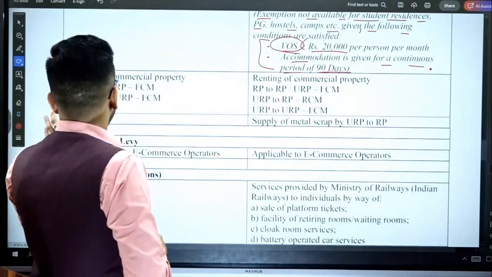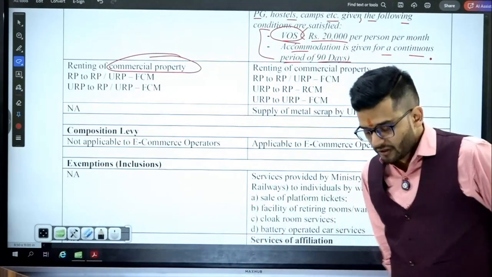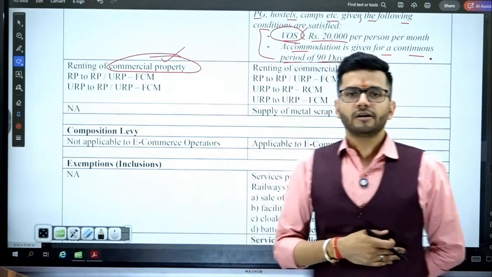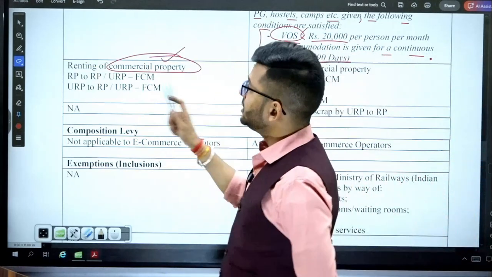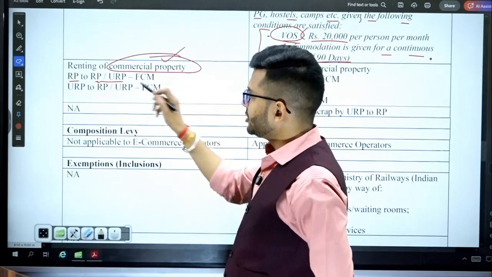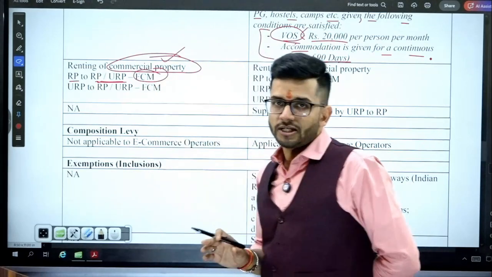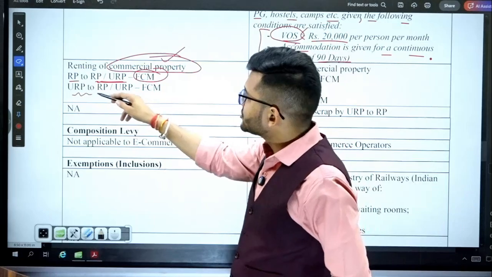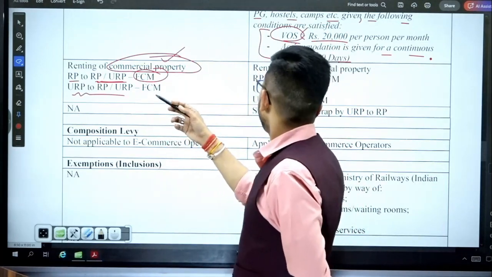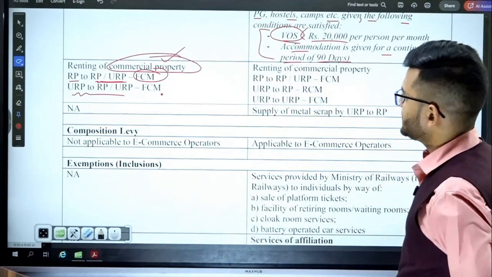Okay, sir, got it. Now we talk about renting of commercial property. The earlier amendment was regarding renting of residential dwelling. Now, for renting of commercial property, the earlier law was that if a related party rents its commercial property to a registered person or unregistered person under the forward charge mechanism, GST was required to be paid. Similarly, if an unregistered person is giving the property to a registered person or unregistered person, then also GST was required to be paid under FCM.